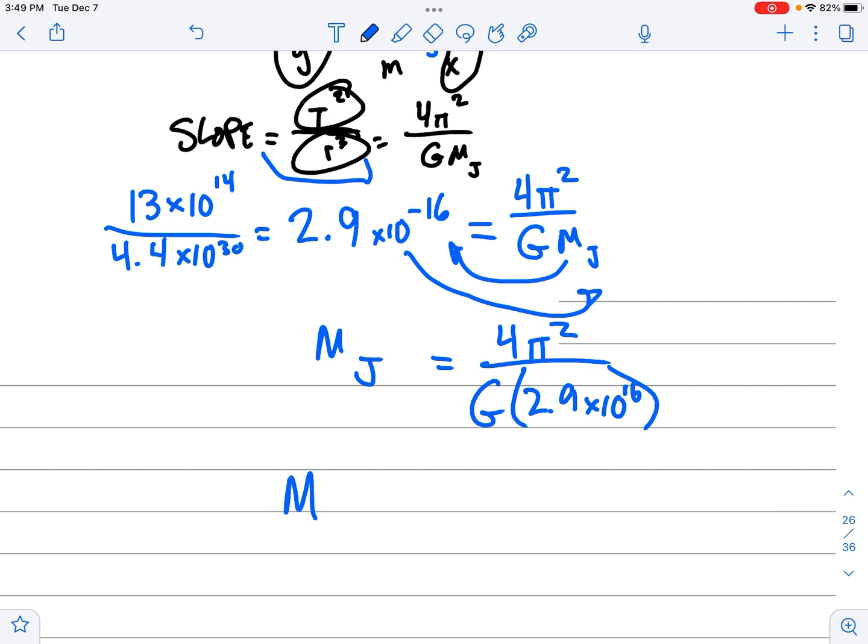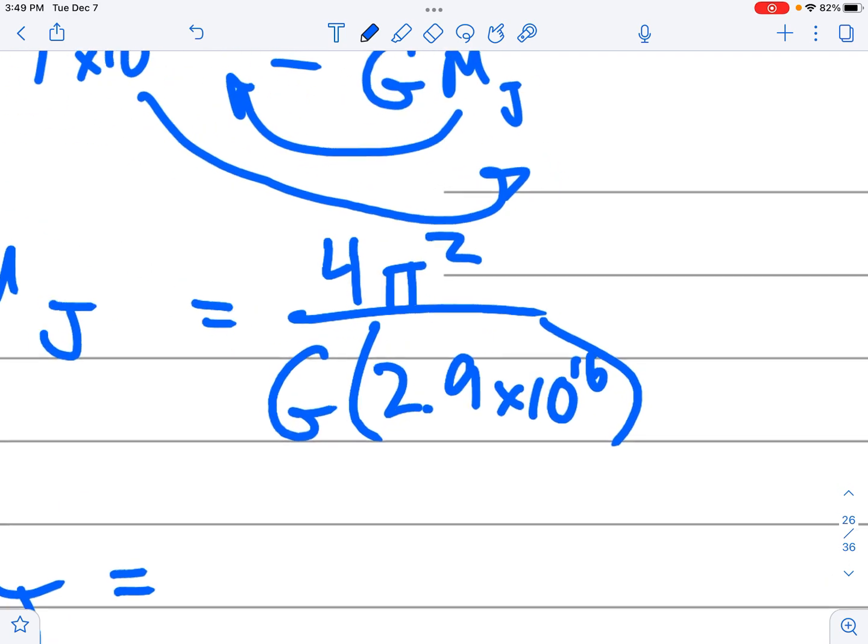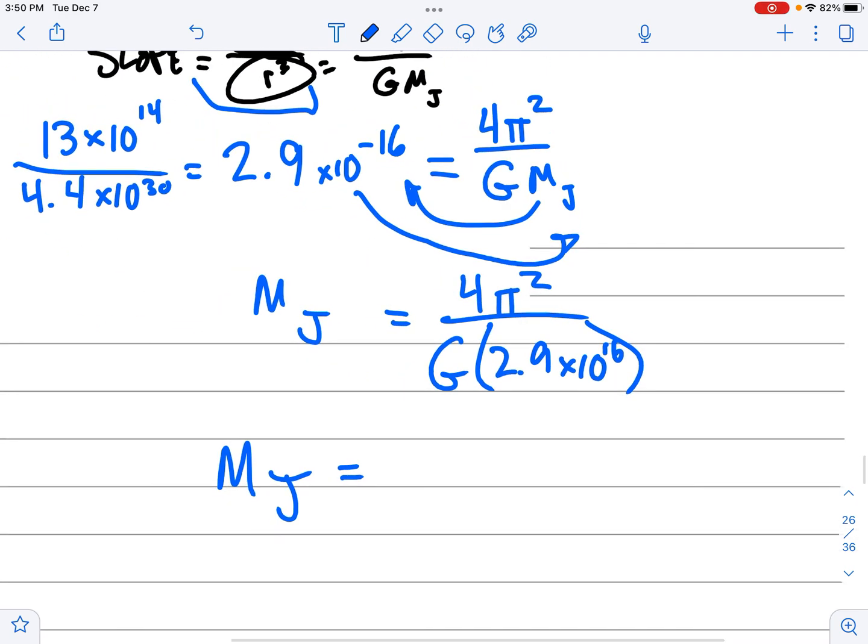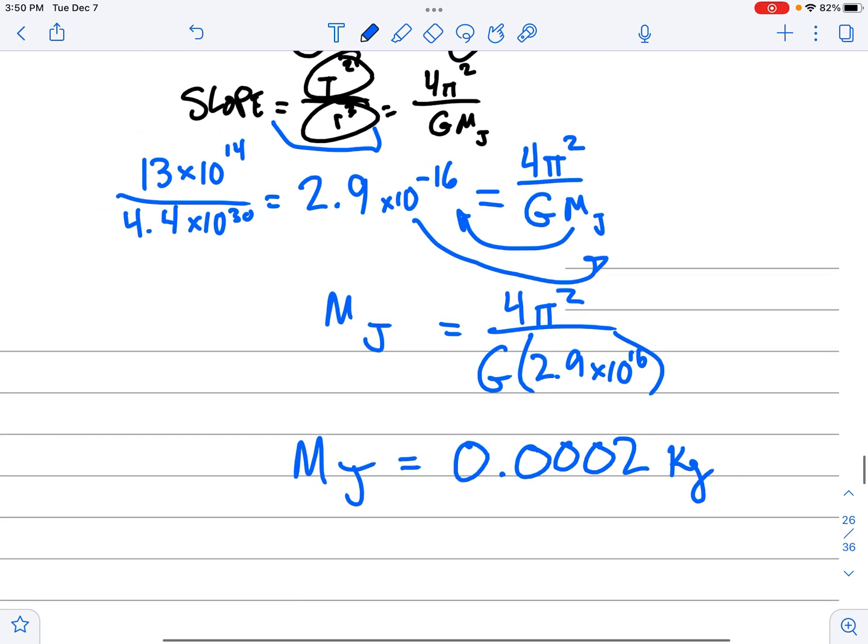So I'm going to type into my calculator. Let's see. 4 pi squared divided by parentheses 6.67 E negative 11 times 2.9 E 16 end parentheses, enter. I think something went wrong. Okay, so I'll communicate what I did. I got the mass as 0.0002 kilograms. Now, does that feel right for the mass of Jupiter?